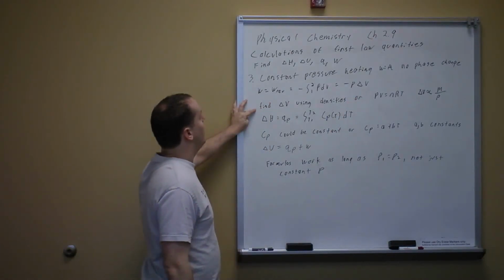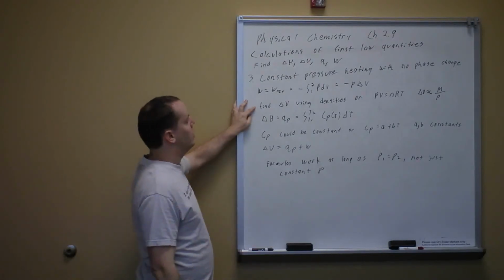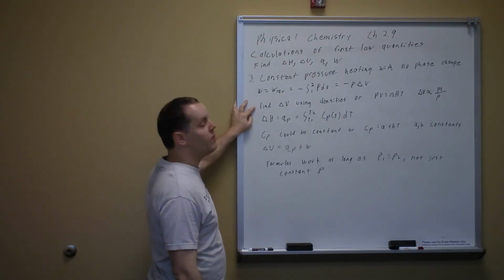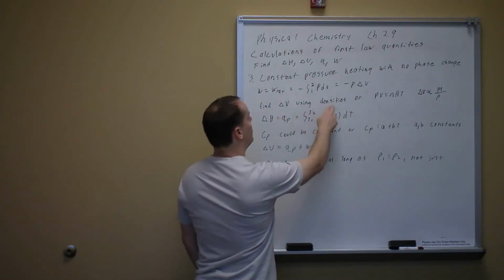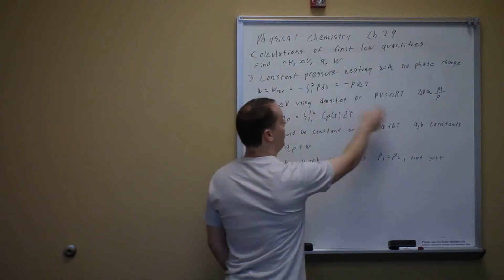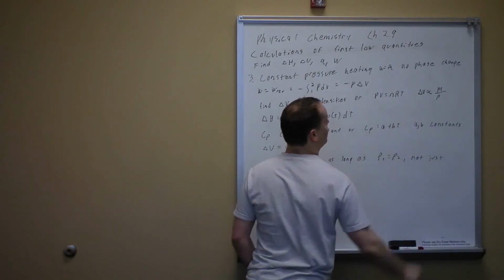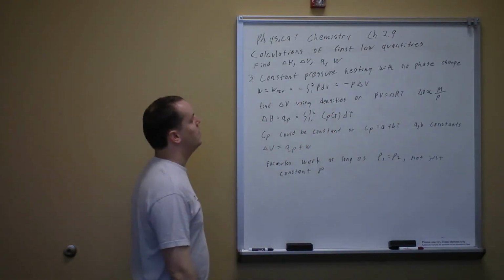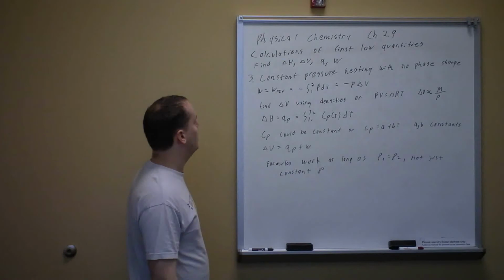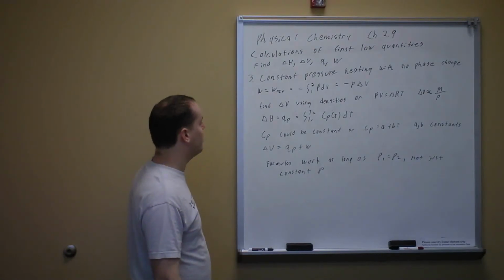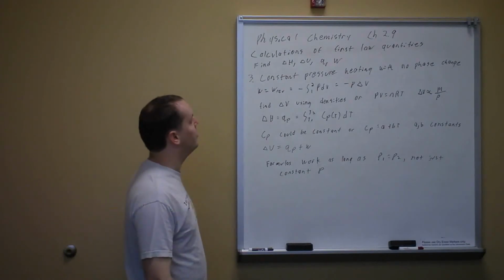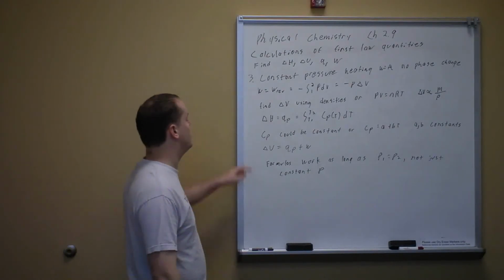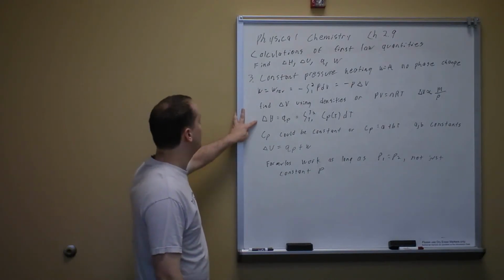Now, how to find delta v could be tricky, of course. It depends on if you're dealing with a condensed phase or the gaseous phase. If you're using the condensed phase, you might have densities. For example, the change in volume will be proportional to the mass over density. On the other hand, if you have the gaseous phase, then if it's an ideal gas, you'll probably just use PV equals nRT to find your change in volume for this process.